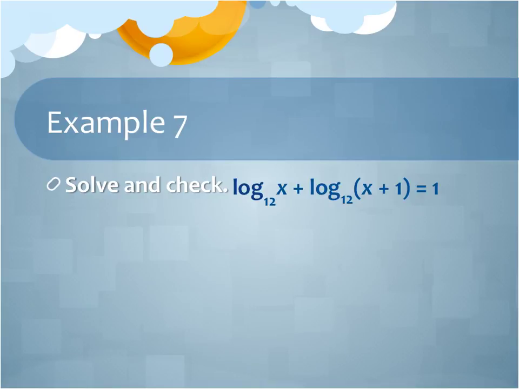Okay, so this is the one that's kind of like the warm-up. So I've got 2 logs on one side of the equal sign, which means I want to condense, right? So if I'm condensing and it's addition, what happens? I multiply. So this becomes log base 12 of x times x plus 1 equals 1.